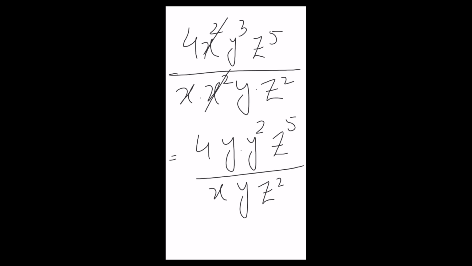Now see, this y and this y do get cancelled. So now, what do we have? We have 4y squared z raised to the power 5 divided by x z squared. Yeah, z squared. Now we need to proceed with z raised to the power 5. And how are we going to do that? We could do it as z squared multiplied by z cubed.